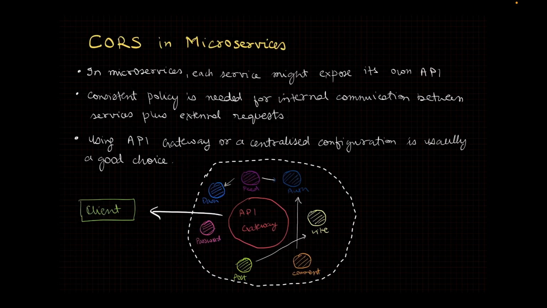In microservices, each service might expose its own API. So a consistent policy is needed for internal communication between services plus external requests. Using an API gateway or a centralized configuration is usually a good choice. Here we can also use the API gateway to configure how the internal microservices communicate and how the external requests are handled between the client and the API gateway.